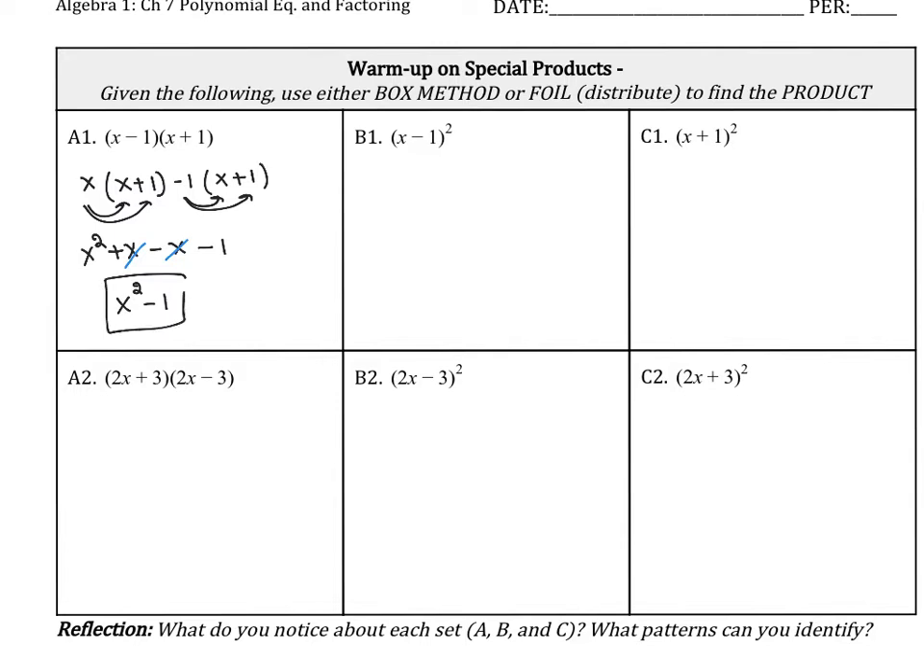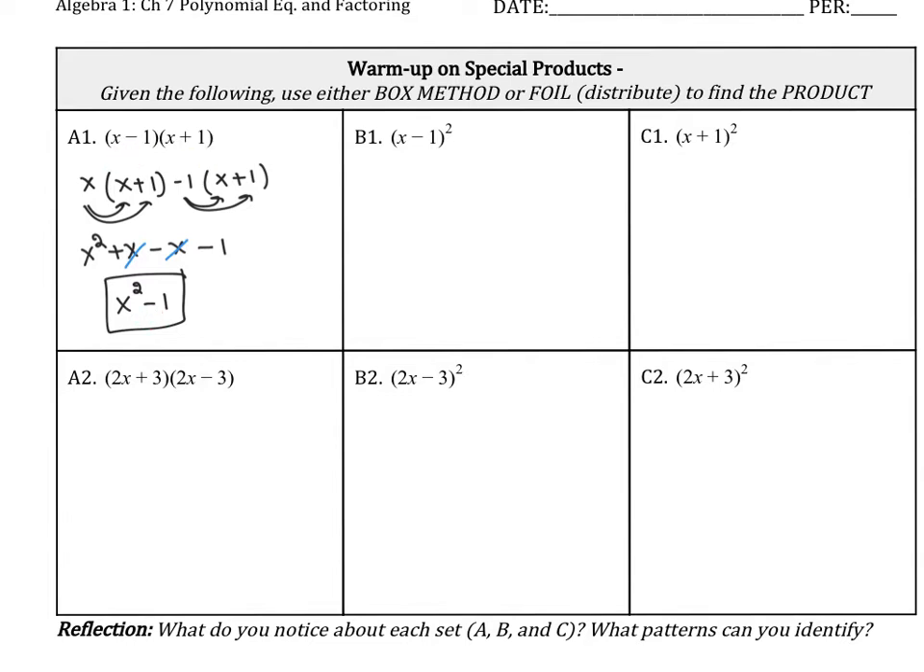minus 1. If you notice, there were 2 factors, x minus 1 times x plus 1, and it came out as x squared minus 1. So just remember that we can break this type of polynomial into these 2 factors.